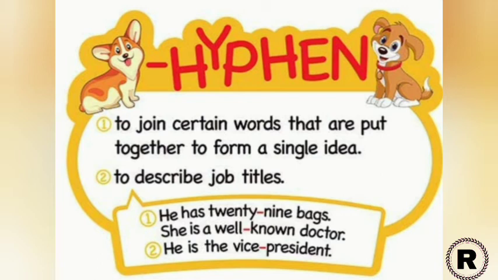Next is to describe job titles. When we have to express somebody's job, somebody's title, then we use two words, and to separate them we put a hyphen. Like, he is the vice-president. So between vice and president there is the hyphen.